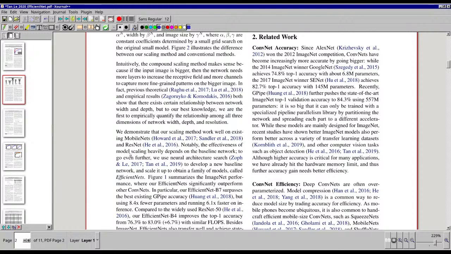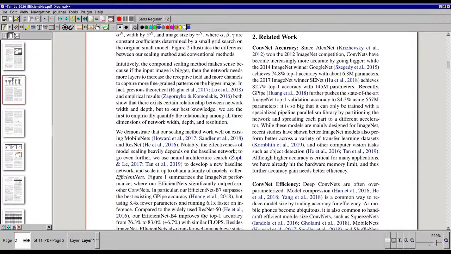Notably, the effectiveness of model scaling heavily depends on the baseline network. To go even further, we use neural architecture search to develop a new baseline network and scale it up to obtain a family of models called EfficientNets. Figure 1 summarizes the ImageNet performance, where our EfficientNets significantly outperform other ConvNets. In particular, our EfficientNet-B7 surpasses the best existing GPipe accuracy, but using 8.4 times fewer parameters and running 6.1 times faster on inference.